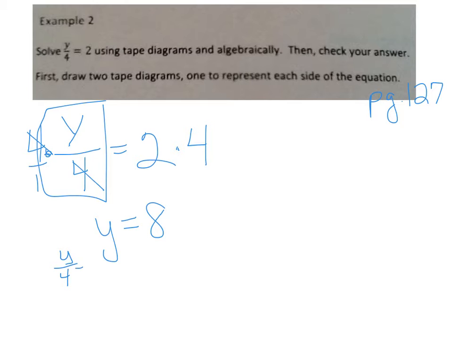y over 4 equals 2. 8 over 4 equals 2. 8 divided by 4, 2 equals 2. And we found our check.